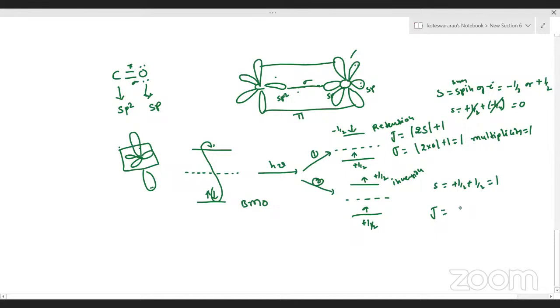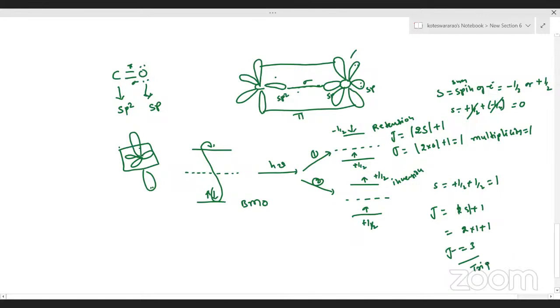Now J is equal to 2s plus 1, and we apply the mod. Why we are going to apply mod, I will tell you later. 2 into 1 plus 1, the J value is equal to 3. This is called the triplet state. However, it is the excited state, the triplet excited state.